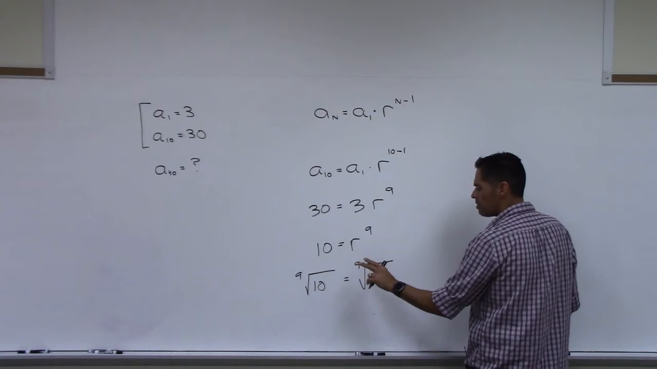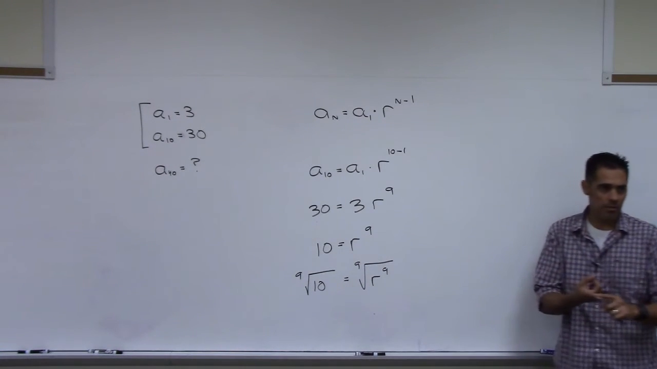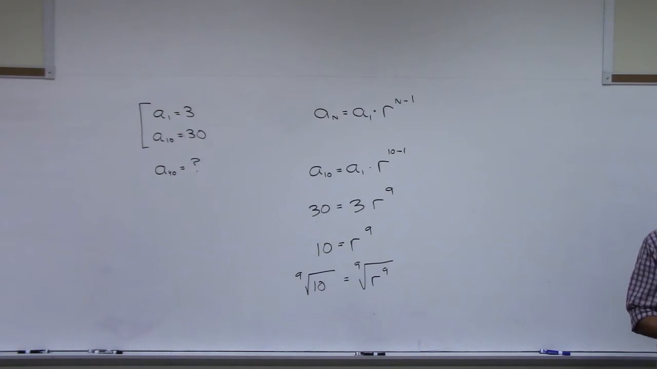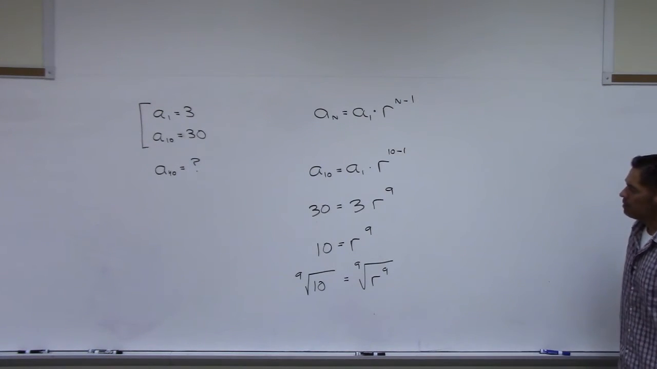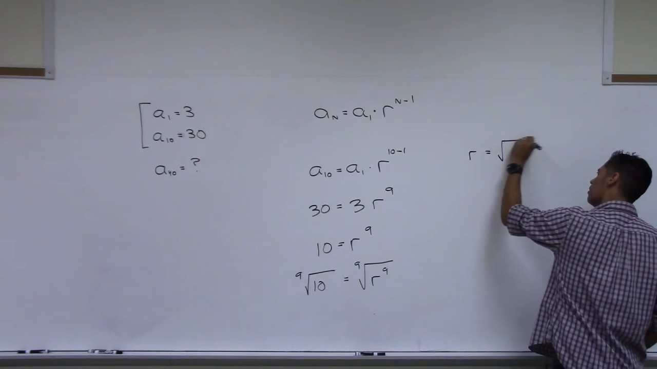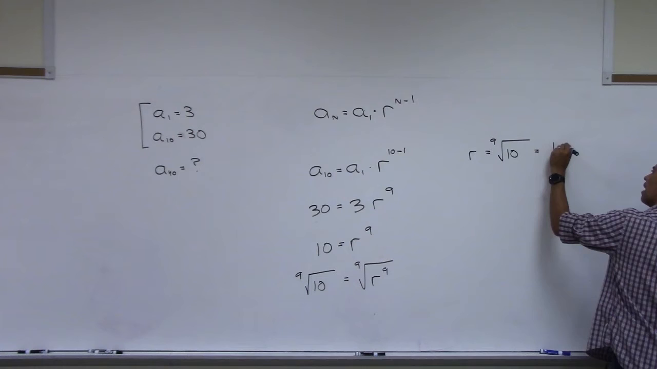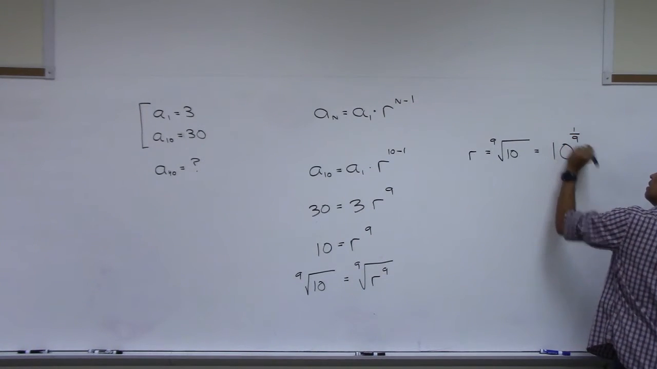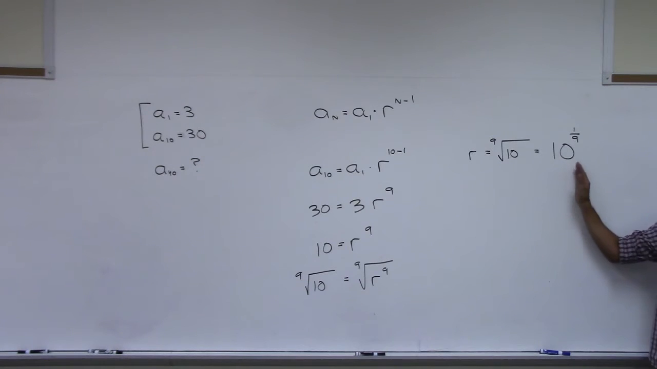I don't have to do plus or minus only if this is an even number. So if you take the square root, or the 4th root, or the 6th root, or the 8th root, then you have to do plus or minus. But if you take an odd root, you do not need plus or minus. So R is the 9th root of 10, or another way you could write that is 10 raised to the 1/9. This is called radical notation, and then this is your rational exponents. These mean the exact same thing.